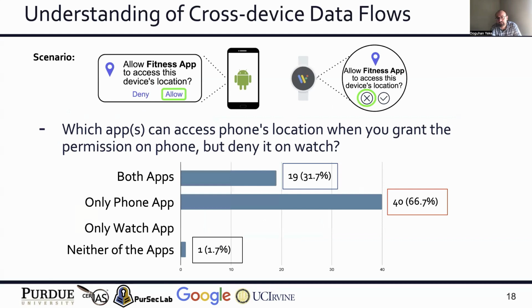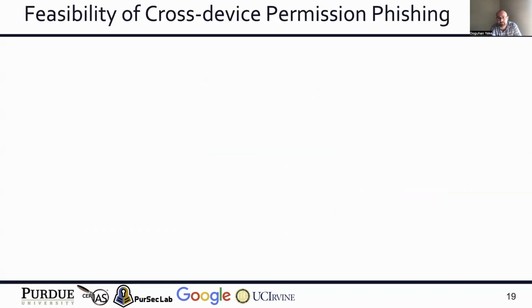Our results show that 31% of the participants said both apps can access the phone's location. However, 66% of the participants said only the phone app can access the phone's location. In fact, both apps have access to a phone's location because of the cross-device data flows between the watch app and the phone app. Next, we analyze the feasibility of cross-device permission phishing.